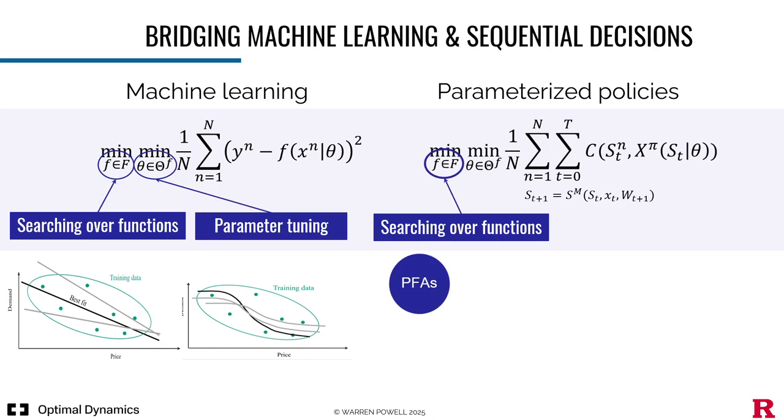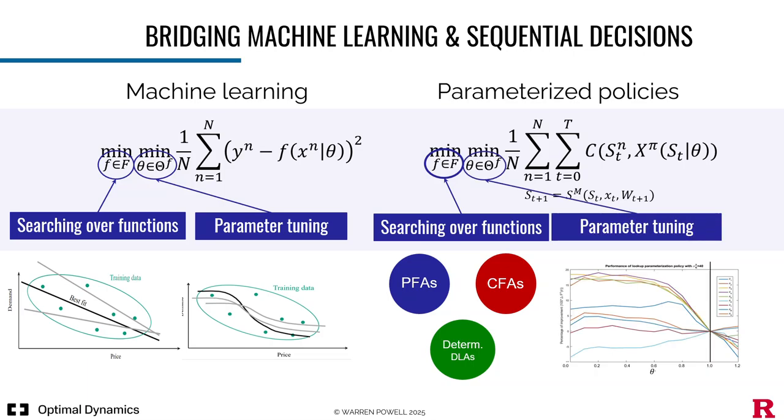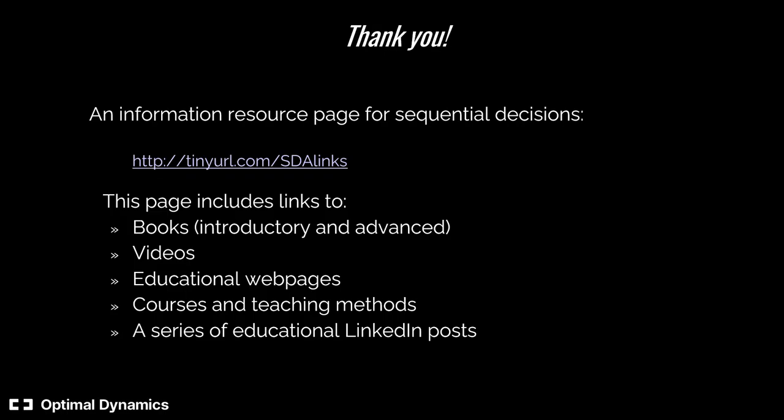But the parameterized policies, let's take my PFAs, CFAs, and deterministic DLAs. These are also functions, and they all have tunable parameters. And I have to tune the parameter. I don't have a tuning data set. When I limit myself to the parameterized policies, now I'm really starting to behave like a machine learner, which I would think is very popular today. Okay, so that is part three of my talk.